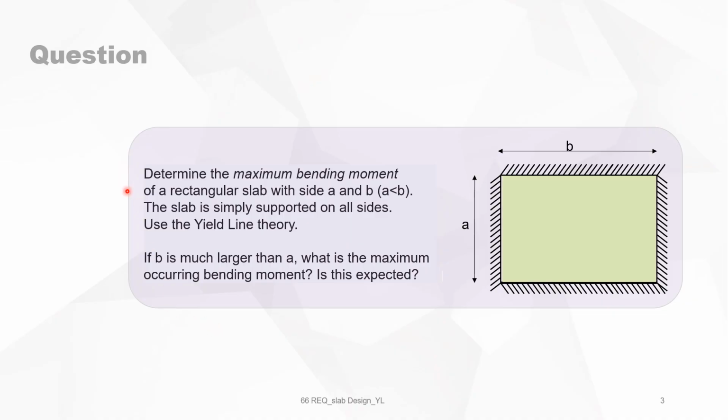Determine the maximum bending moment of a rectangular slab with sides A and B, where A is smaller than B. The slab is simply supported on all sides and use the yield line theory. If B is much larger than A, what is the maximum occurring bending moment now? And is this expected?